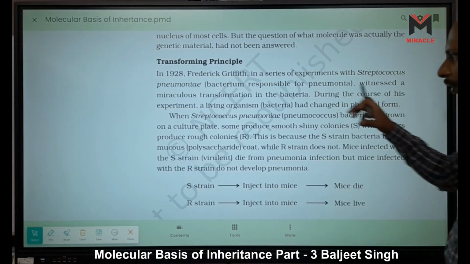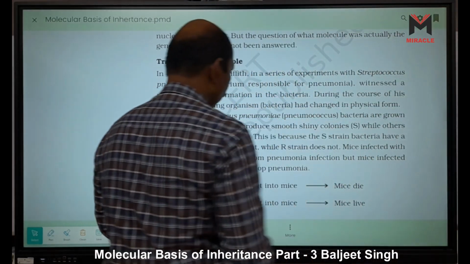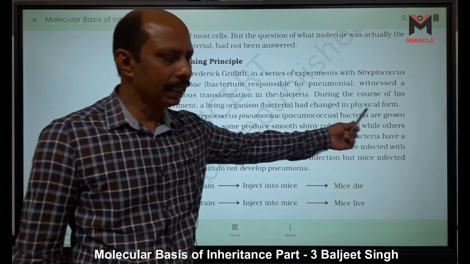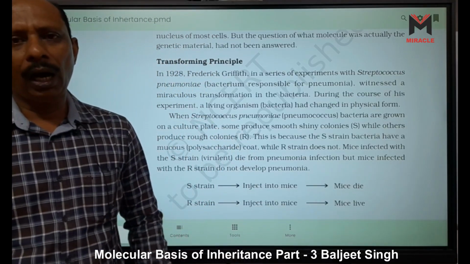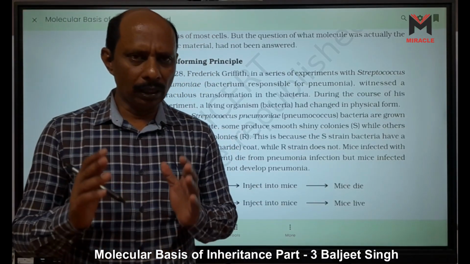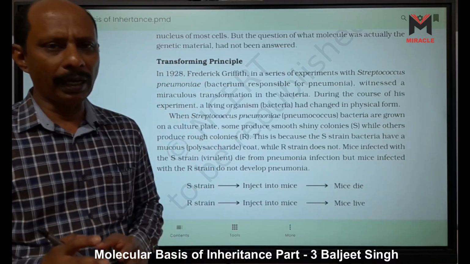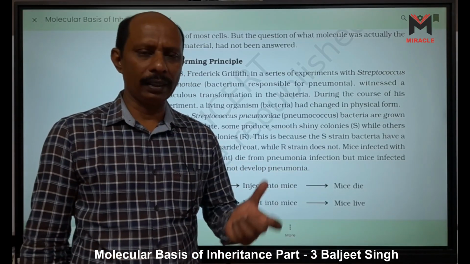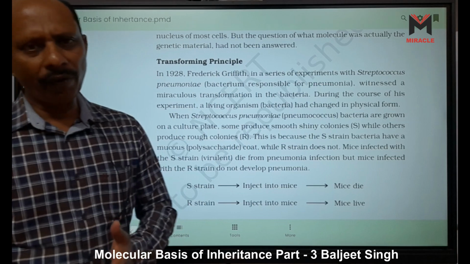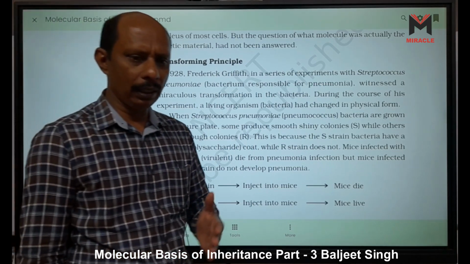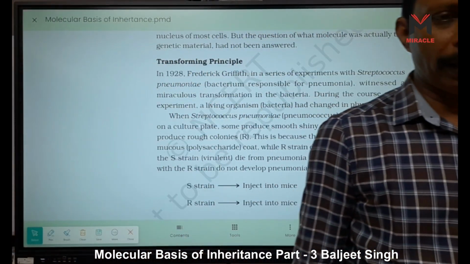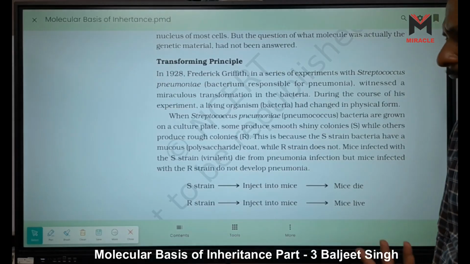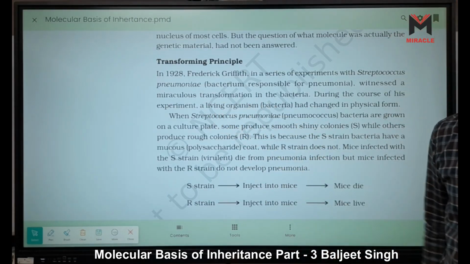During the course of his experiment, a living organism, that is bacteria, changed in physical form. How? Because rough bacteria converted into smooth bacteria, right? Non-infectious bacteria converted into infectious bacteria, right? That is why it is called a miraculous transformation.